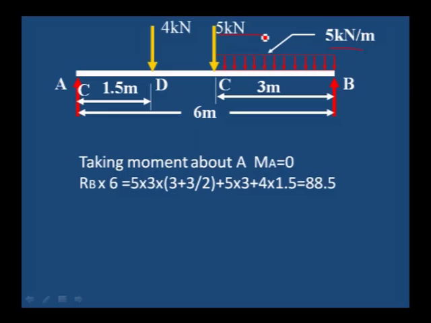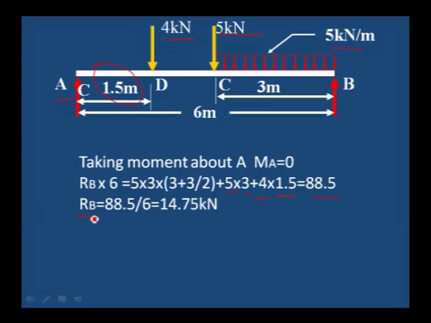Next is the point load 5 kilonewton, which is acting at a distance of 3 meter from A. A to C distance is 3 meter. 5 into 3, distance 3 meter. This is the moment due to the 5 kilonewton load. Then one more point load, 4 kilonewton. 4 into the distance from A to D, which is 1.5 meter. Therefore 4 into 1.5. This is the total moment at A.